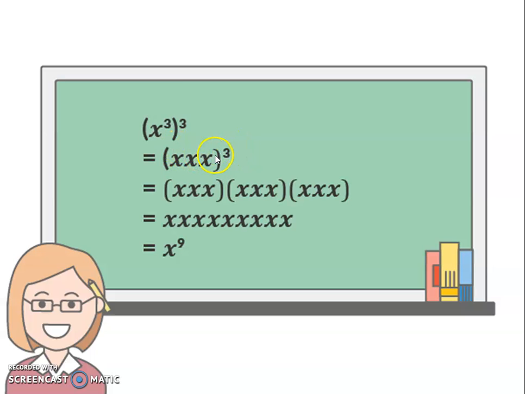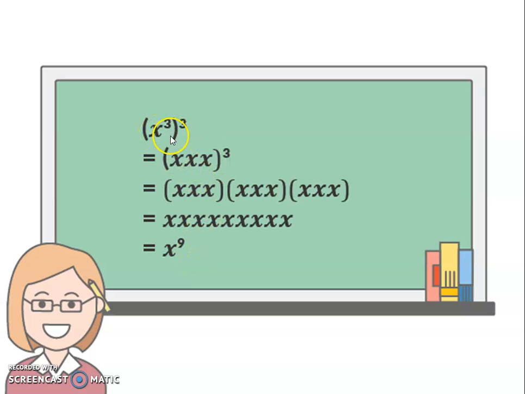From this slide, what do you understand? In this board, they given the example (x raised to 3) bracket raised to 3. These two index numbers are same. But we want the expansion of this thing. So let us try the expansion.